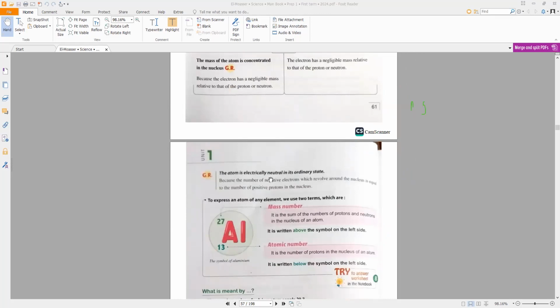So what is the charge of the atom? I said that the charge of the nucleus is positive, the charge of electrons is negative, and the number of electrons is equal to the number of protons. So the charge of the atom is neutral. The reason is that the number of negative electrons which revolve around the nucleus is equal to the number of positive protons inside the nucleus.